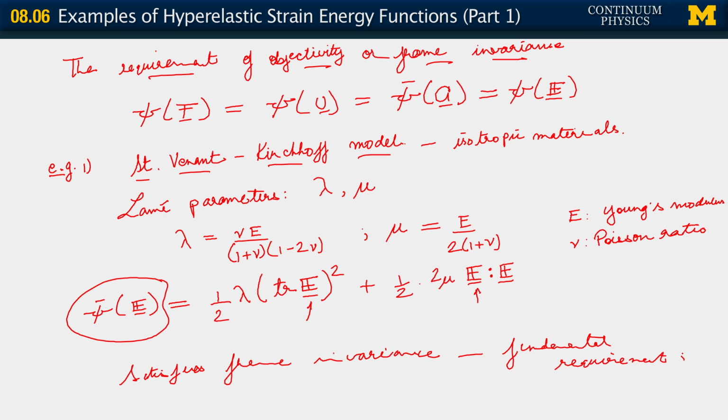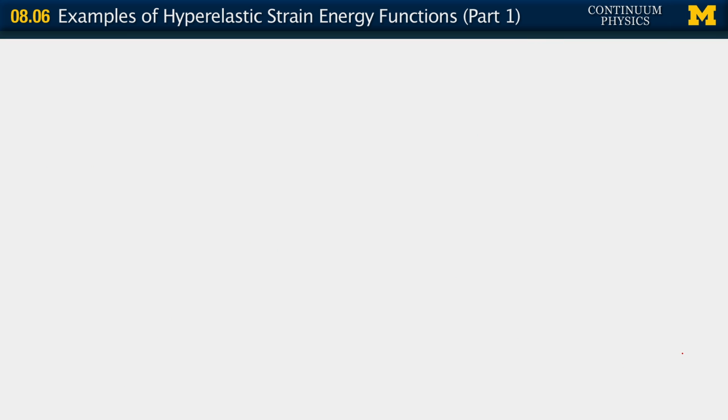Very simply put, a strain energy function that does not satisfy this requirement is really not worth any effort. It's fundamentally wrong, because it will have this property that under rigid motions you will be storing energy in it. Okay, so this is what we have for the Saint Venant-Kirchhoff model.